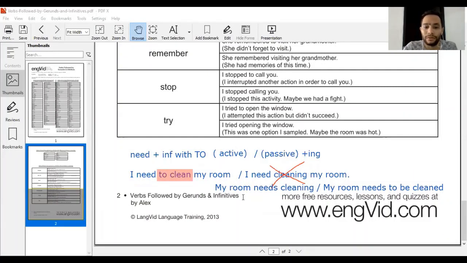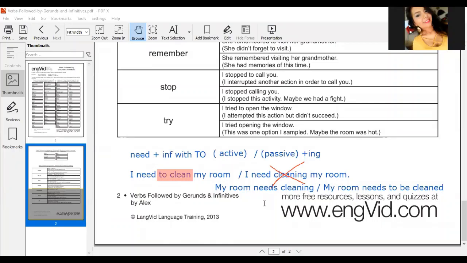Now, in this example right here, am I saying who cleans the room? What do you think, guys? Am I mentioning who cleans the room or who needs to clean the room? Yes or no? No, right? Which means that this is a passive sentence.